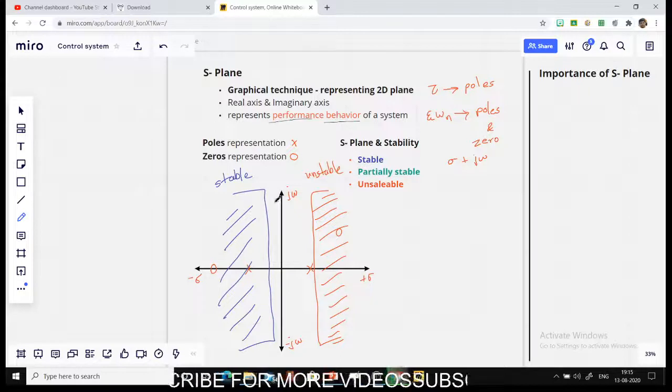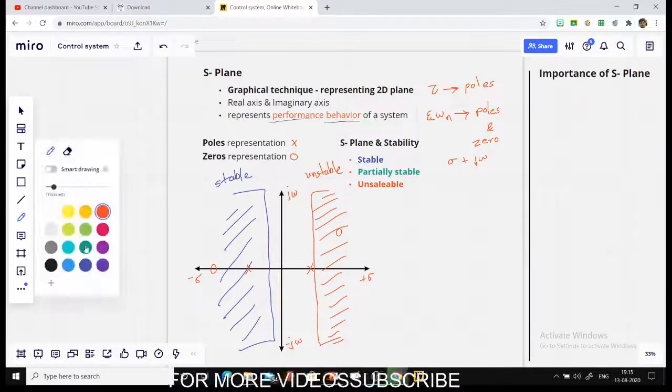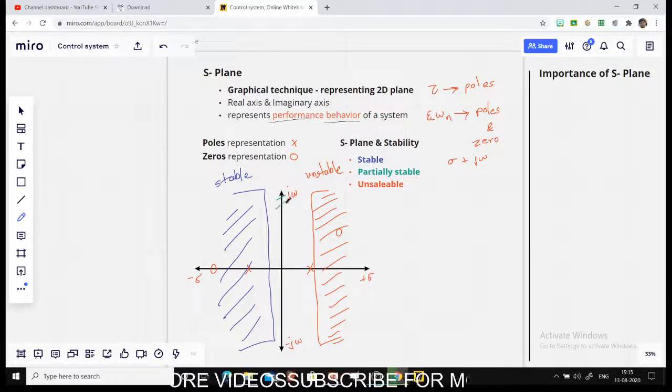Partially stable is basically on your imaginary axis. If your poles and zeros lie on the imaginary axis, those are called partially stable systems, and these systems can sometimes behave stable, and sometimes behave unstable. It is unpredictable behavior of your system. So that is also one part of a system, that is a partially stable system.